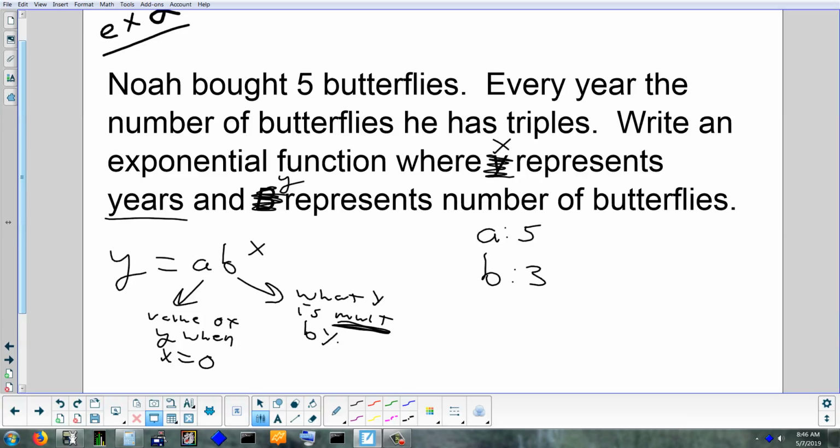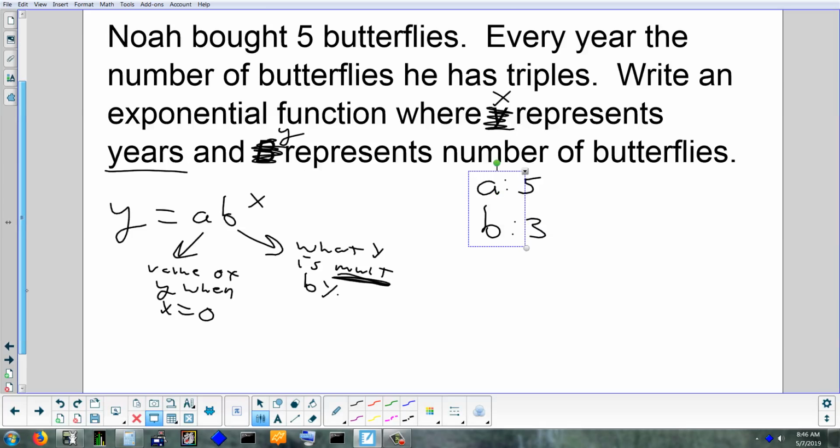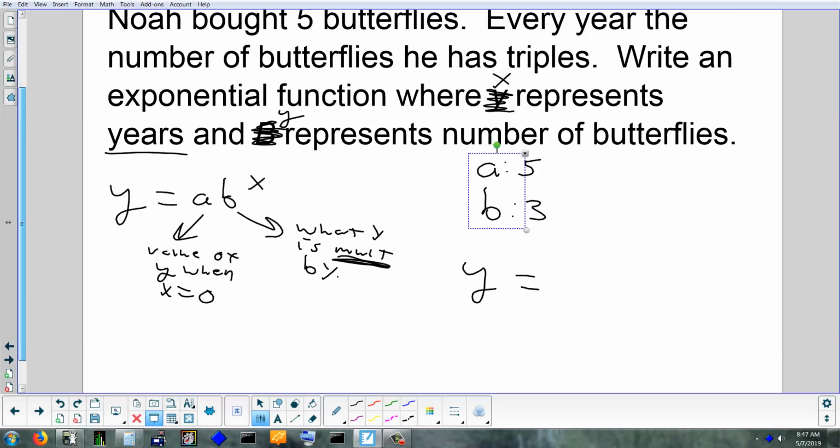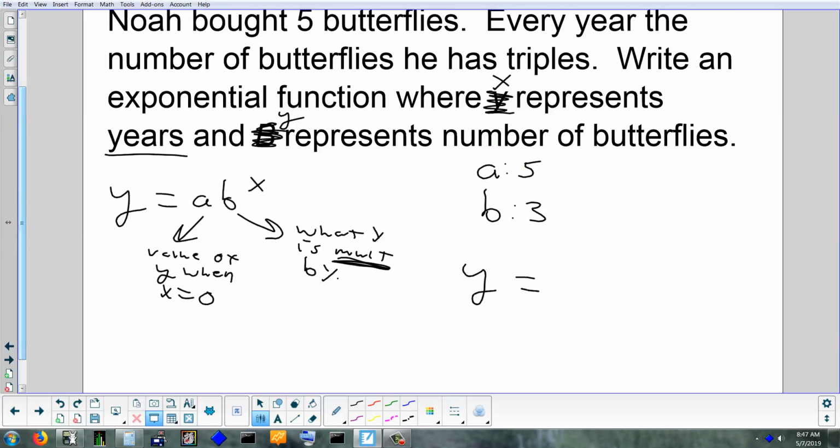So after 0 years have gone by, that's the beginning, the initial amount. That's another way you can think of a. It's the amount you start with. So he started with 5, and it's going to triple. That's all you have to do. Now just fill in a and b, and there's your formula. So what's my formula for the number of butterflies? y equals 5 times 3 to the x.